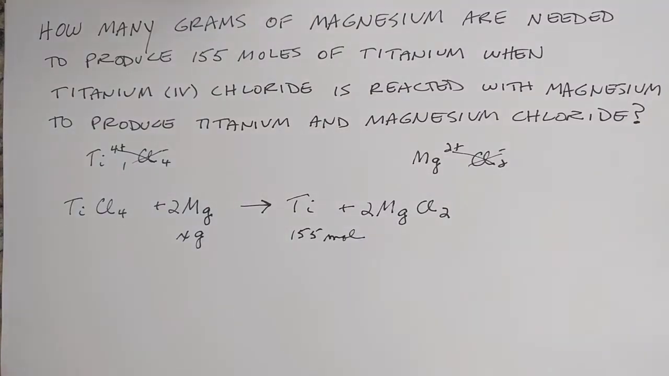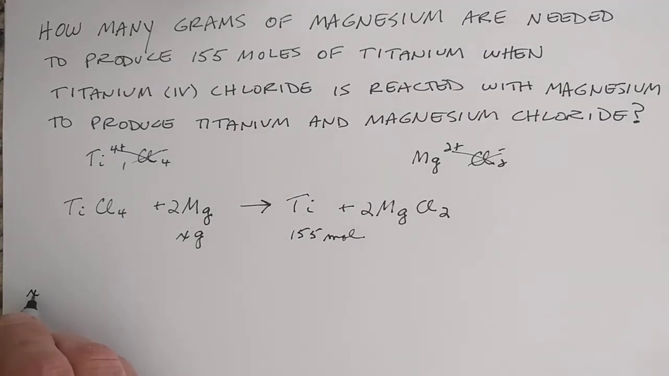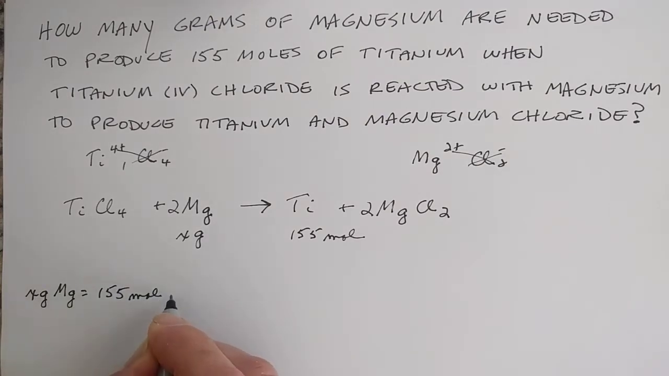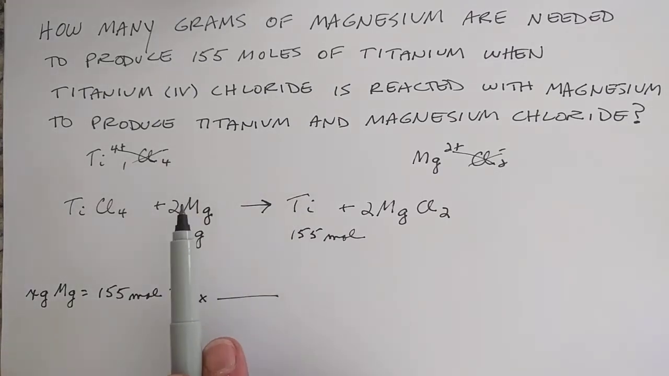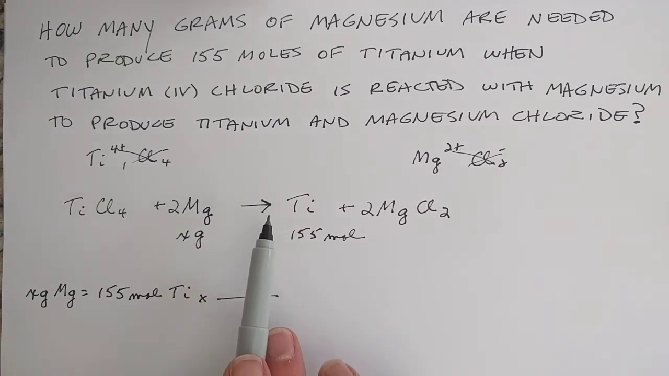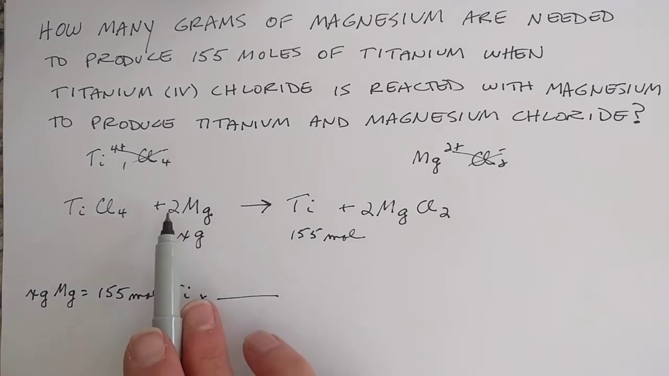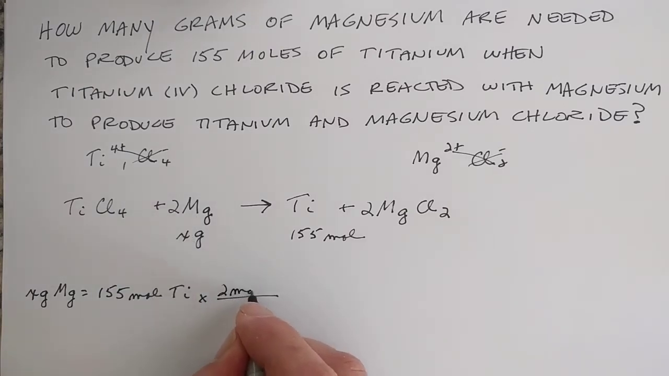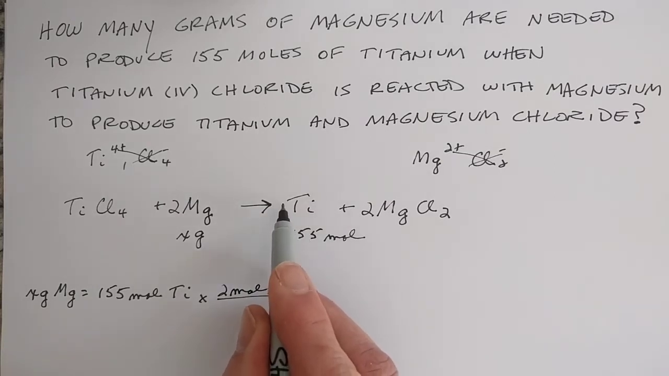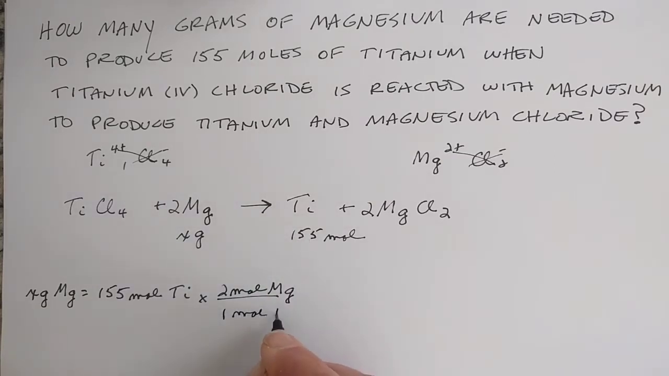Moles. All right, so now we just need to do our dimensional analysis. So x grams of magnesium equals 155 moles of titanium, multiplication sign and crossbar. So we want to go from titanium to magnesium. We have moles. We're going to use mole ratio to do that. So our mole ratio is 2 moles of magnesium for every 1 mole of titanium. Cancel out the moles of titanium.